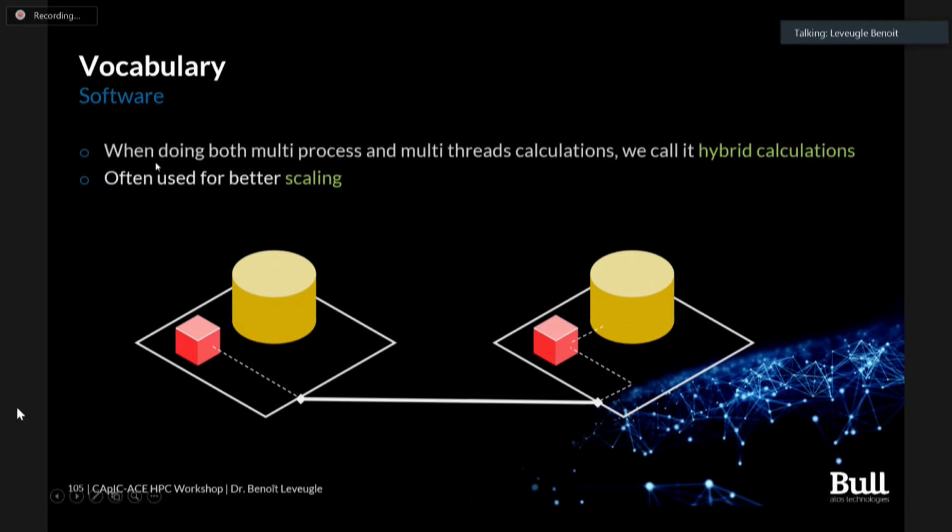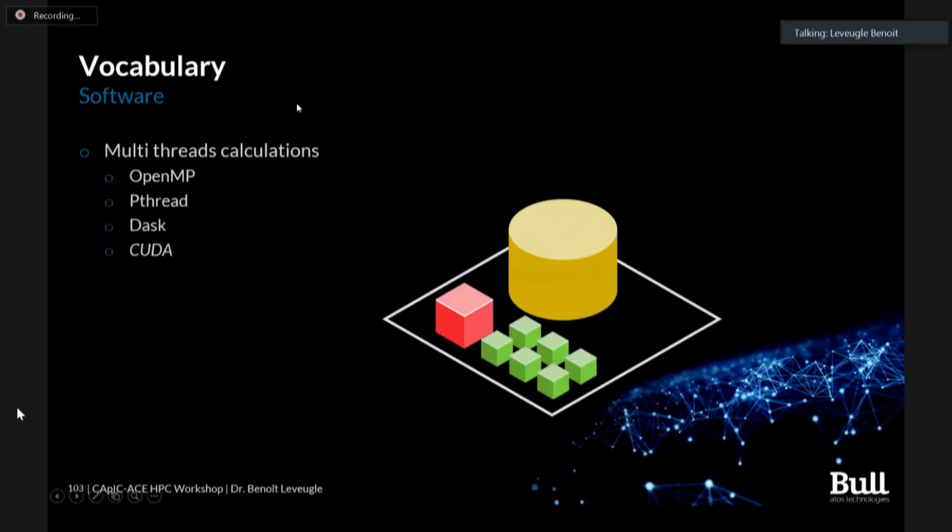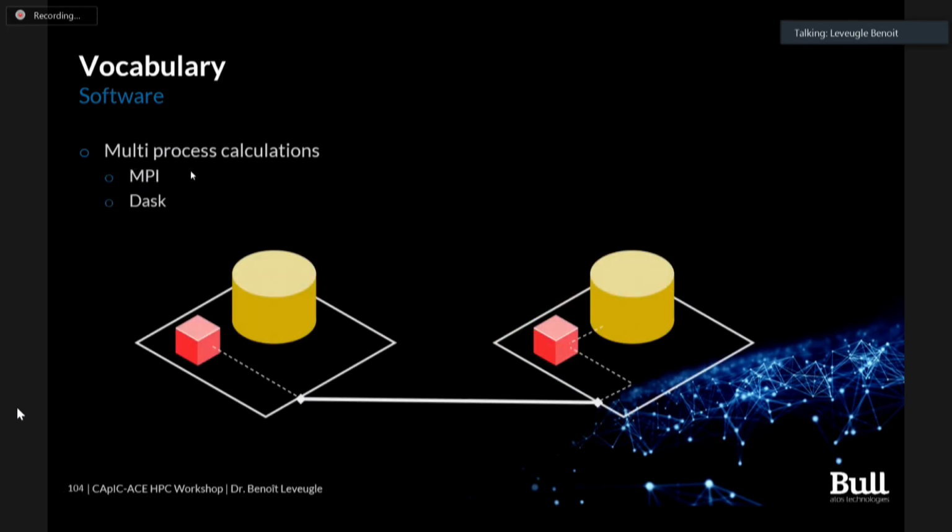And when you do multiprocess and multi-thread at the same time, because it's very common that you want to spawn one or two processes per server, and then each process spawns its own threads to use all the cores of the server to optimize everything, we call it hybrid calculation. It's used for scaling. Scaling means we want to increase the number of servers without losing too much performance due to the network. So we use hybrid calculation. Most of the time, it's a combination of OpenMP and MPI. We use both at the same time to get the maximum performances.